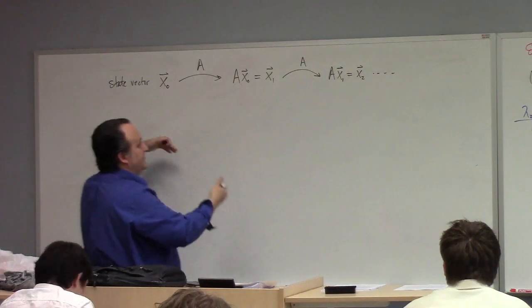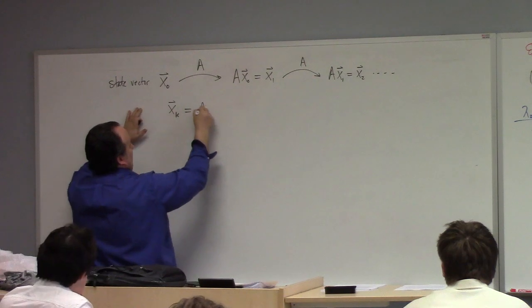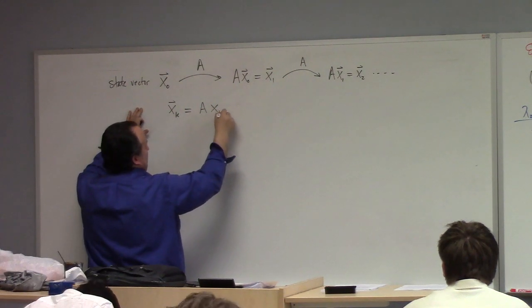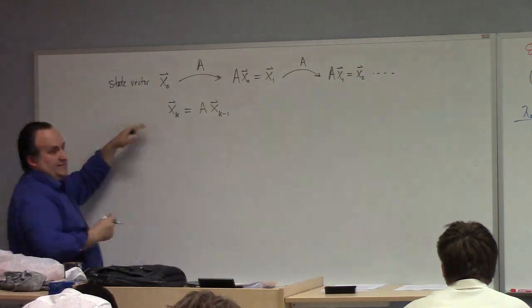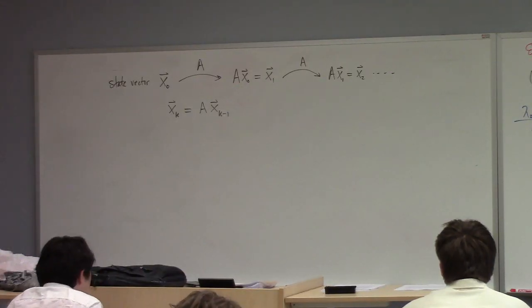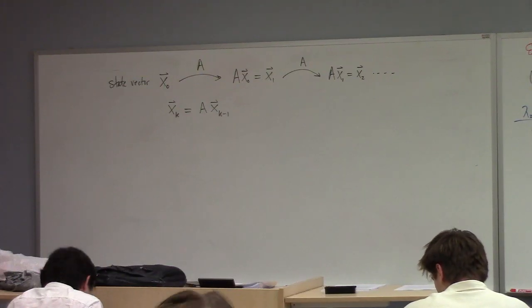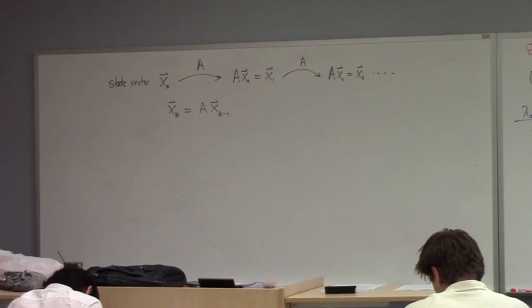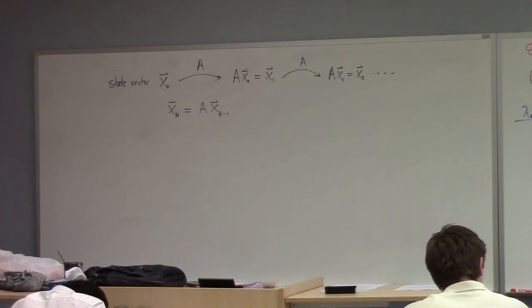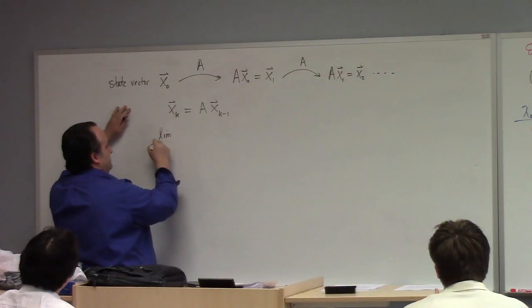So this is recursively defined. The kth state of the system is A times the k minus 1th state of the system. The next step is defined in terms of the previous step. If you have a system like this, there's a significance to an eigenvector. Think about this: what happens when you take the limit as k goes to infinity in such a problem? If that limit exists, what would happen?